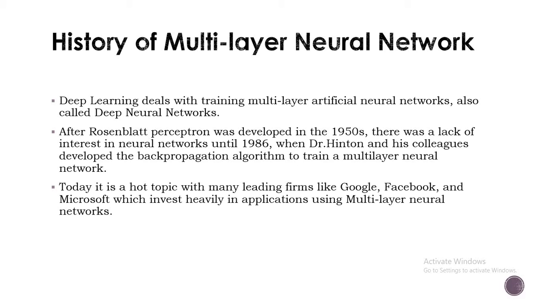We can see the history of multi-layer neural network. Deep learning deals with the training of multi-layer artificial neural networks, also called deep neural networks. After Rosenblatt, the perceptron was developed in 1956. There was a lack of interest in neural networks until 1986, when Dr. Hinton and his colleagues developed the backpropagation algorithm to train a multi-layer neural network. Today, it is a hot topic with many leading firms like Google, Facebook, and Microsoft, which invest heavily in applications using multi-layer neural networks.